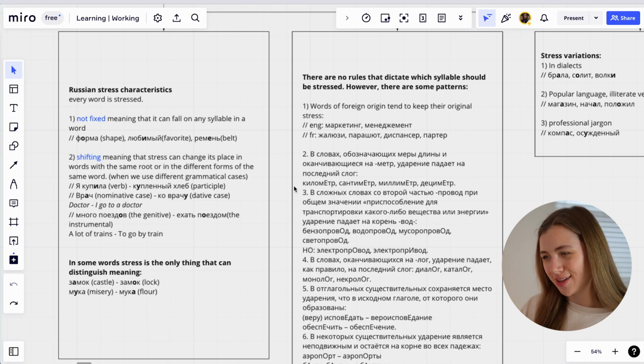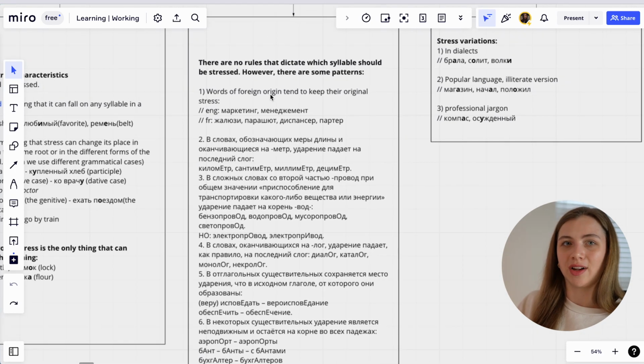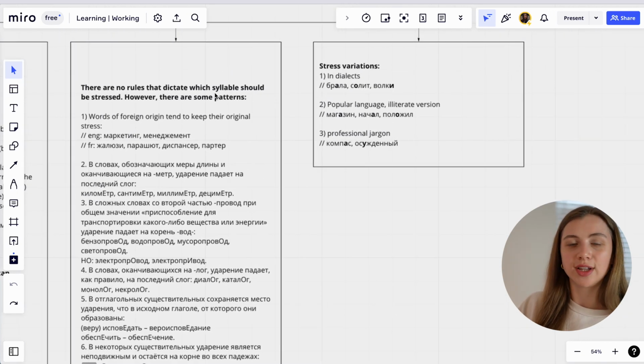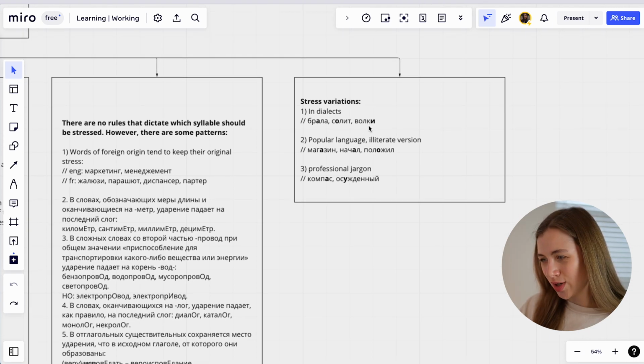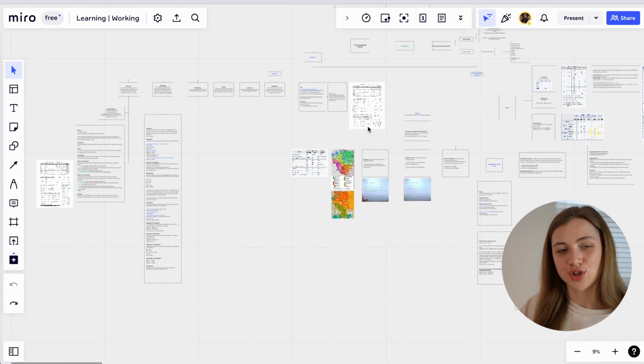Russian stress is not fixed, meaning that it can fall on any syllable in a word, and it can change. It plays in a word with the same root or in a different form. And I researched it a little bit deeper because I felt like it could be something useful, because this could be a problem posed by the language. This is the approach that I took, researching both English and Russian speaking resources. And actually, when I was learning all of this, it made me realize that Russian is so hard.